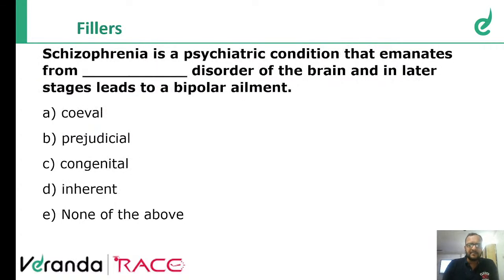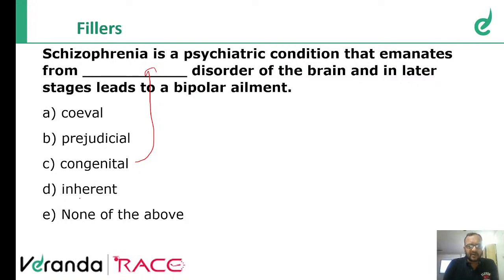Okay? Moving ahead. Schizophrenia is a psychiatric condition that emanates from dash disorder of the brain and in later stages leads to bipolar ailment. Okay, so schizophrenia is a psychiatric condition that emanates from dash disorder of the brain. See, coeval means having the same origin. Prejudicial means having some prejudice about someone. Congenital means since birth. So it should be congenital. Emanates from congenital disorder of the brain means since birth some disorder is there. So schizophrenia is considered to be a congenital disorder.